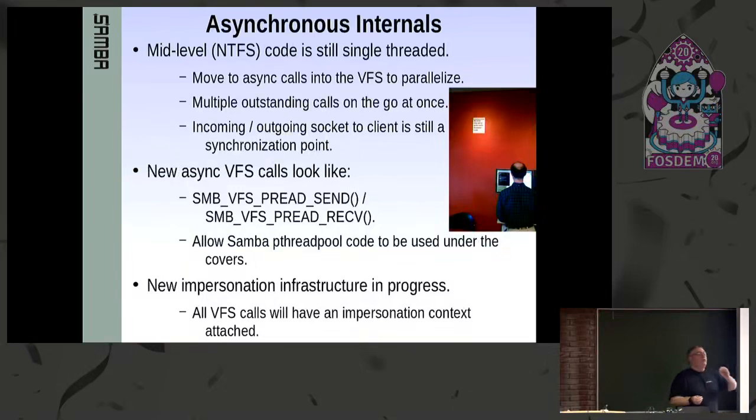And the synchronization point is still reading and writing to the client, but our new calls look like SMB VFS preread send and SMB VFS preread receive. So what will happen is the control flow will come in, we'll parse a read call, we'll issue the preread send, and then we'll go back to our main event loop and do other stuff. And when the read is finished and has filled the buffer to go back out the wire, then preread receive is called, and that then picks up where the read started and finishes processing going out the wire.